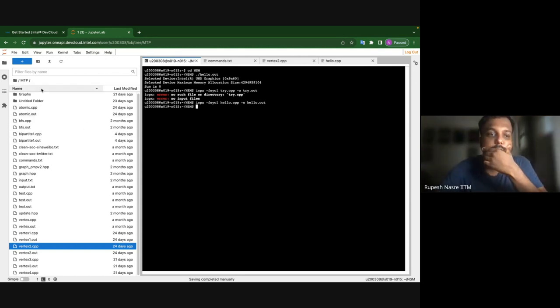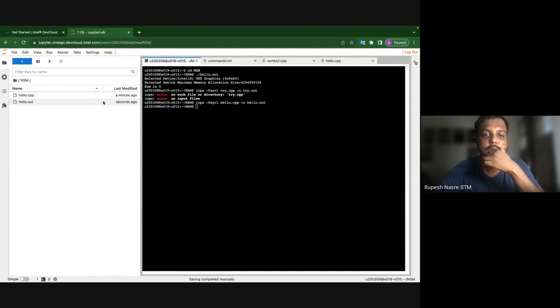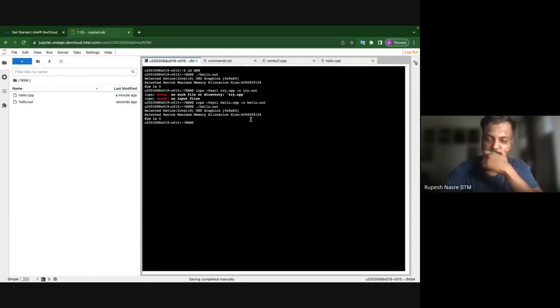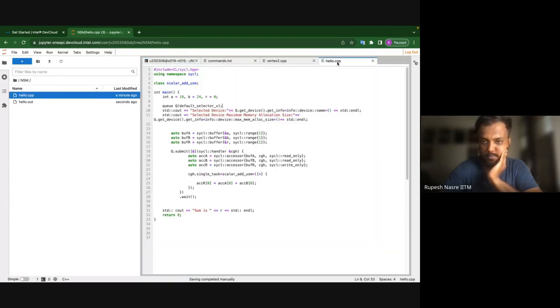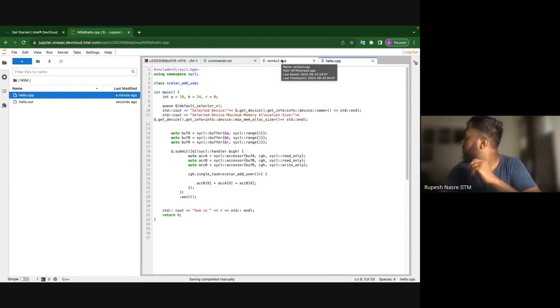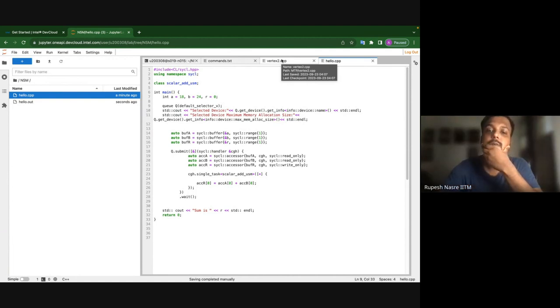It's taking much time to evaluate, but it's done. You can see that hello dot is modified seconds ago, which means it got compiled. Hello dot out, right? Still the answer is zero. Why is it not reading from the memory? Okay, maybe I have the solution over here.